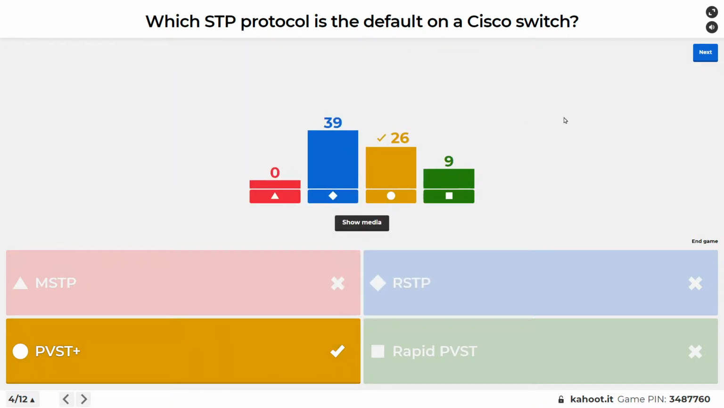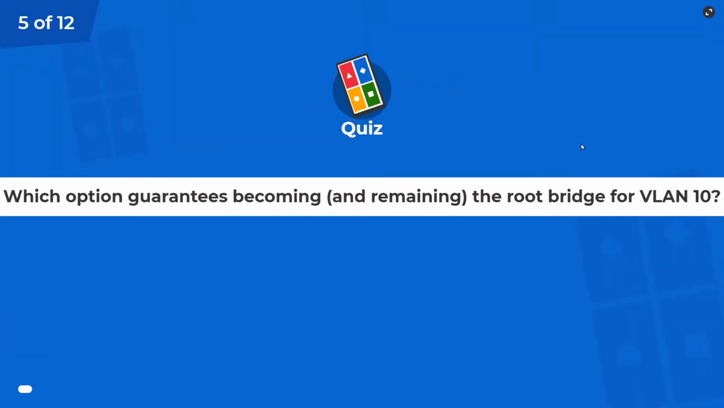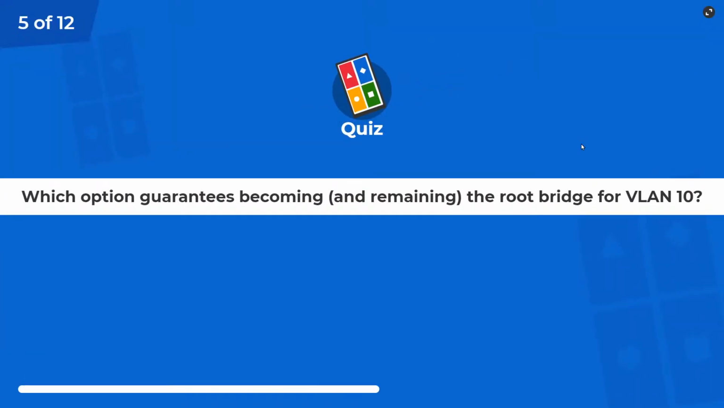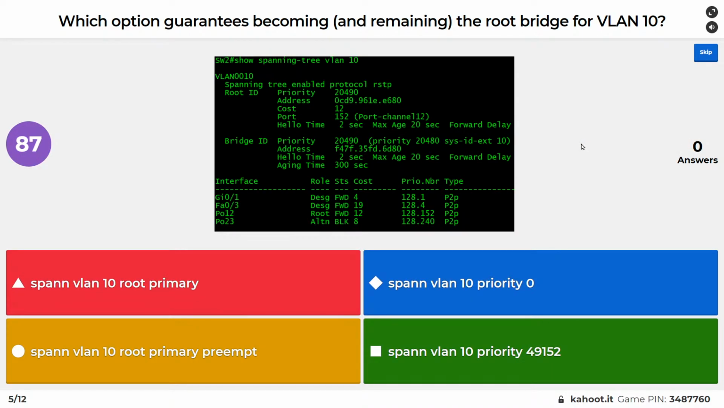All right, moving forward, here we go. Here's our next question. It is this, question 5 of 12. Which option guarantees becoming and remaining the root bridge for VLAN 10 on this switch?